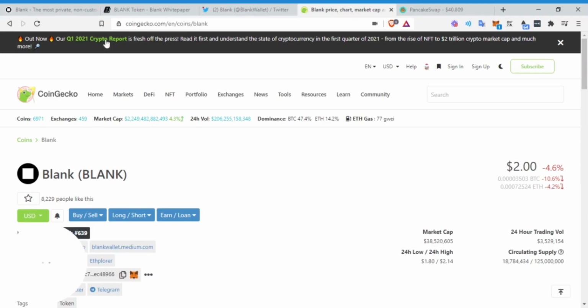Guys, I mean, the altcoin is ridiculously undervalued. Again, we'll get to that here in a second, but $38 million in market cap.